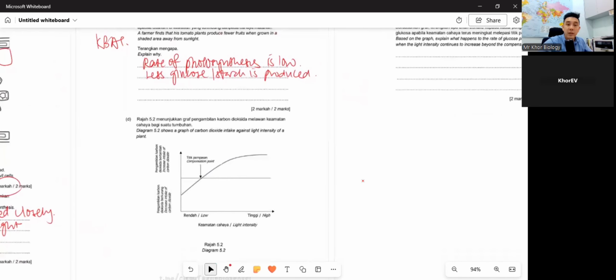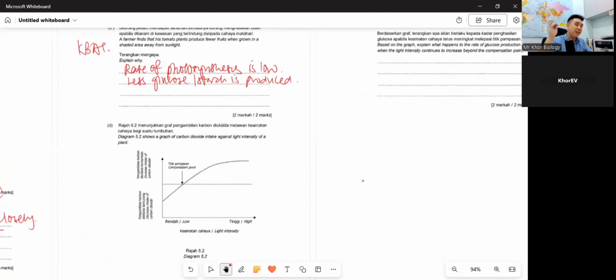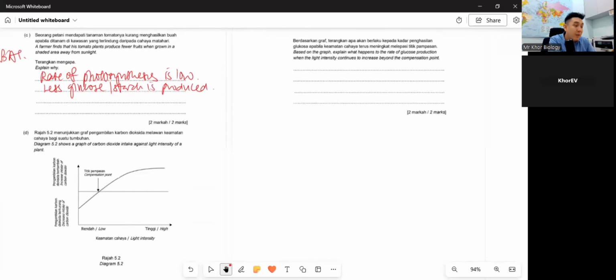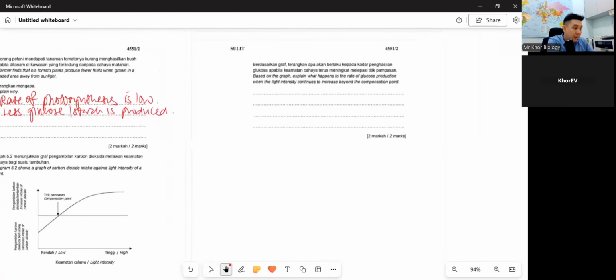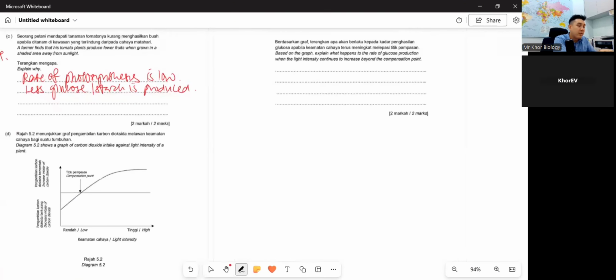Compensation point is a point whereby the rate of photosynthesis is exactly the same as the rate of respiration. It's actually something very simple at the end of Form 5 Chapter 2. Okay, so based on the graph, what happens to the rate of glucose production when it is beyond? Guys, we are talking about the part here.